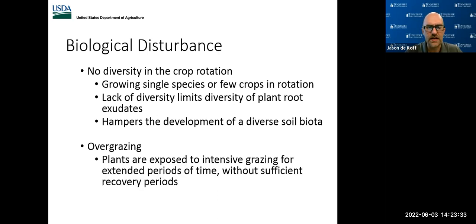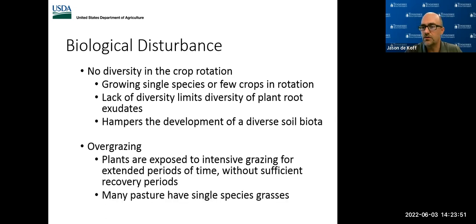And then overgrazing is another example of a biological disturbance, where the soil is exposed. And so, of course, you can have soil erosion. You can have weeds taking over when the plants are overgrazed. And then, of course, you can also have a monoculture out there as well.